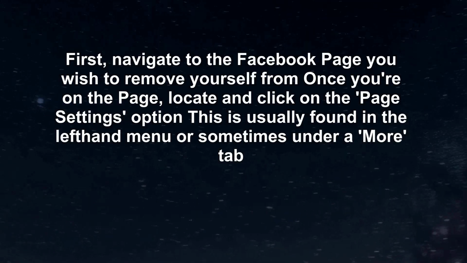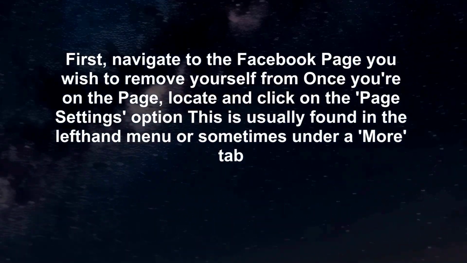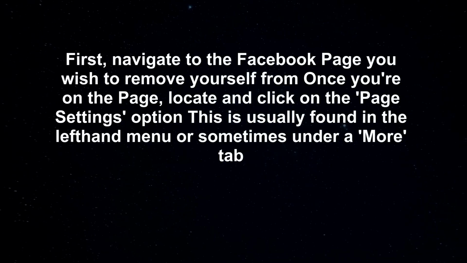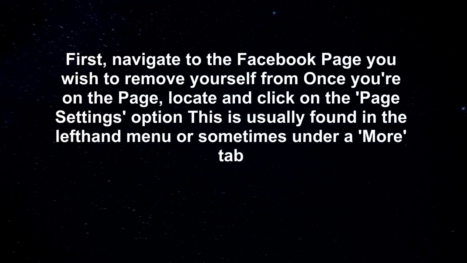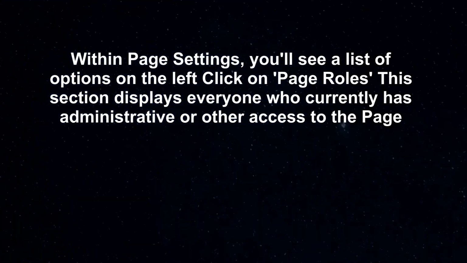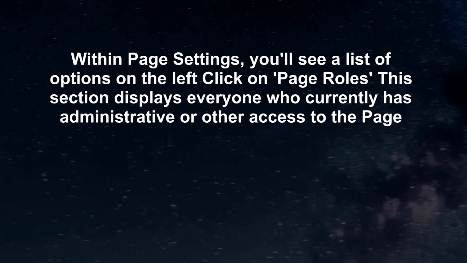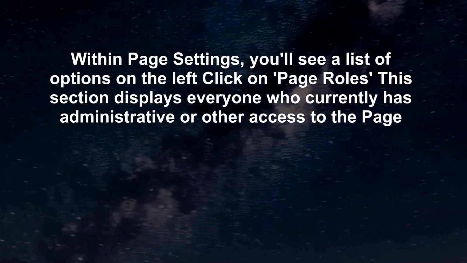Once you're on the page, locate and click on the Page Settings option. This is usually found in the left-hand menu or sometimes under a More tab. Within Page Settings, you'll see a list of options on the left. Click on Page Roles. This section displays everyone who currently has administrative or other access to the page.